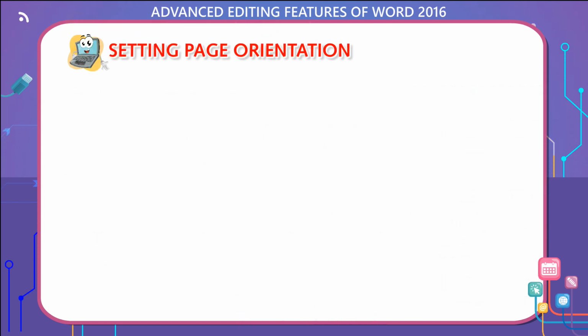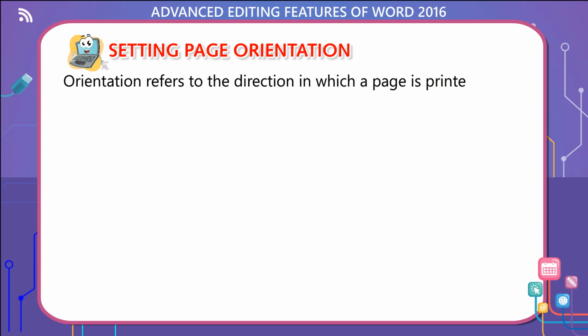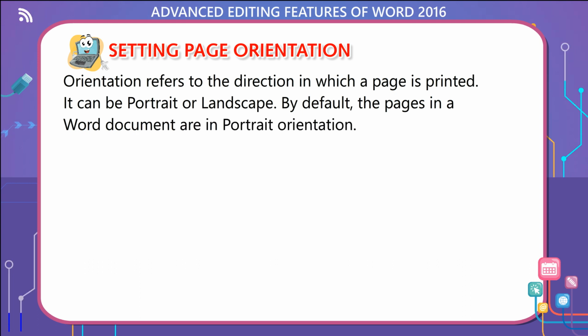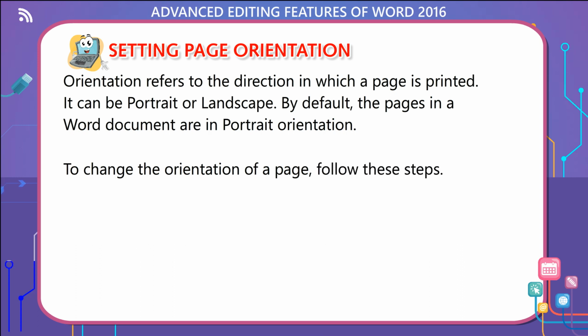Setting page orientation. Orientation refers to the direction in which a page is oriented. It can be portrait or landscape. By default, the pages in a Word document are in portrait orientation. To change the orientation of a page, follow these steps.